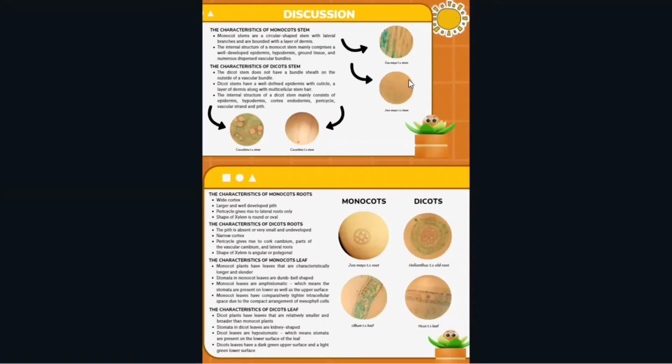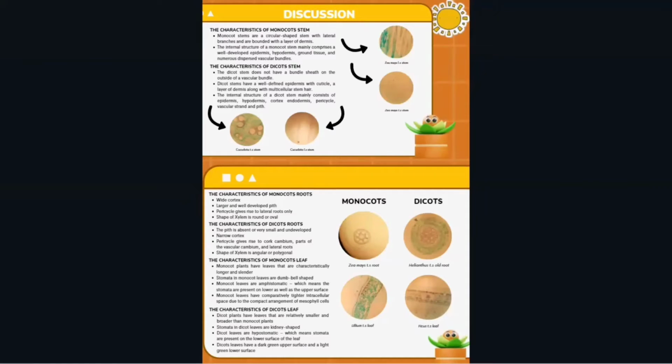And for the characteristics of a dicot stem, the dicot stem doesn't have a bundle sheath on the outside of a vascular bundle. Dicot stems have a well-defined epidermis with cuticle, a layer of dermis along with multicellular stem hair. And the last is the internal structure of a dicot stem, which mainly consists of epidermis, hypodermis, cortex, endodermis, pericycle, vascular strands, and pith.